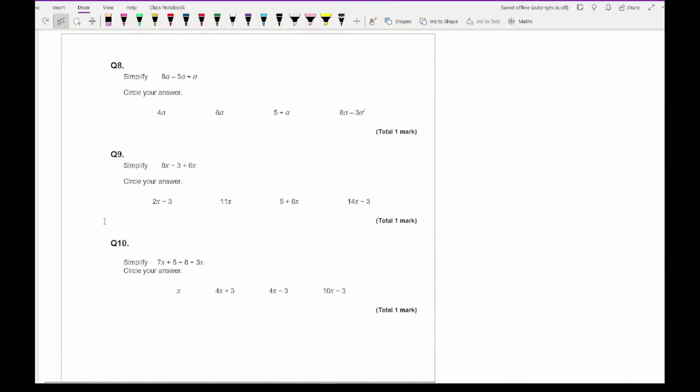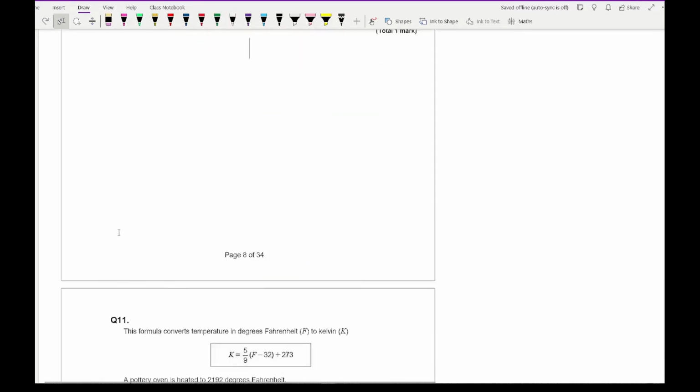Moving on to question 8, it says simplify 8a minus 3a plus a. So 8a minus 3a is 5a plus another a is 6a. The next one, 8x minus 3 plus 6x. Well, the only thing I can simplify are those two. So 8 plus 6 is 14, minus 3, which is our fourth option. And then 10, simplify 7x plus 3 minus 3x is 4x, and 5 take away 8 is minus 3. So I'm looking for 4x minus 3, which is our third option.